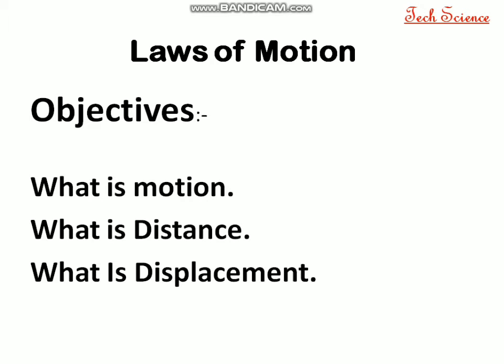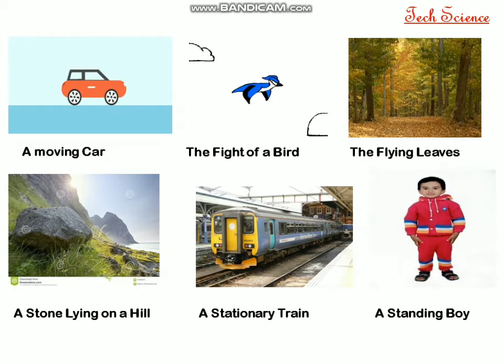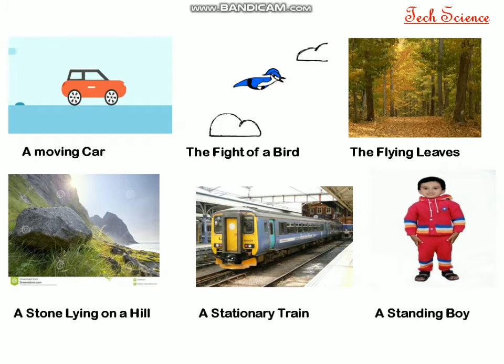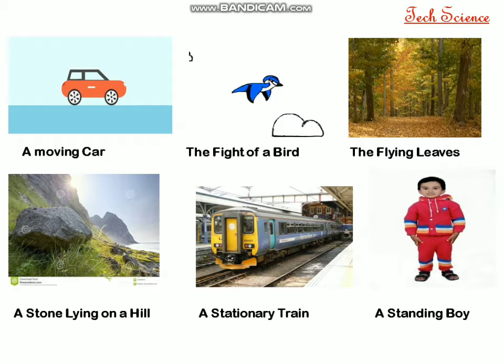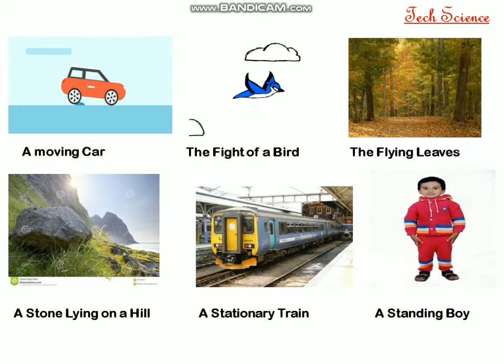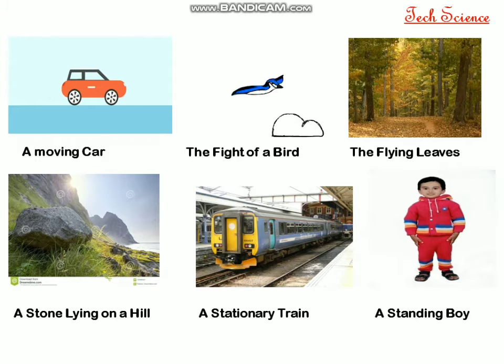So today, first of all, we have to deal with the point called what is motion. First of all, as you observe here, there are 6 pictures. In the first 3 pictures, the first picture is an object called a car, and this car is moving. Second, the bird is flying, and third, the leaves are flying, meaning the leaves are actually dropping from the tree toward the surface of the earth.